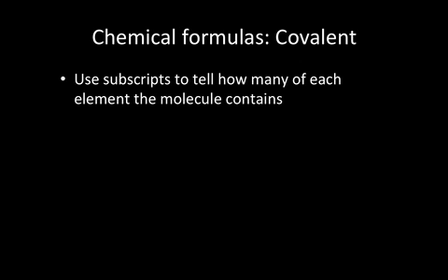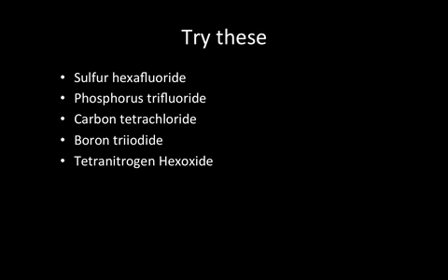Going the other way, the subscripts are told by the prefixes. That's all you need. And use subscripts to tell how many there are. So if you want to try these, we have 1 sulfur, 6 fluorines because of hexa. Write it out that way. Pause and do the other 4.